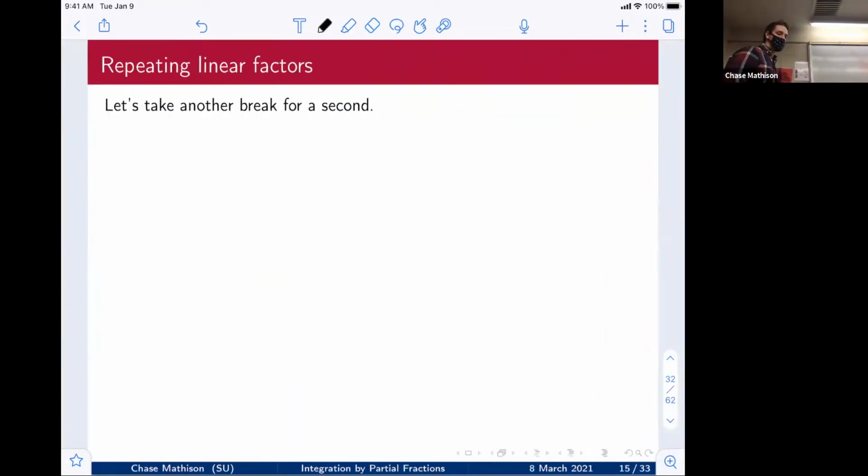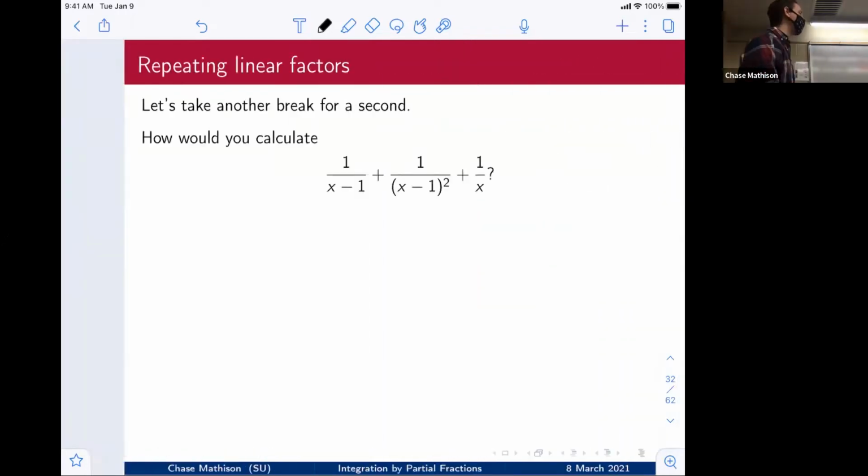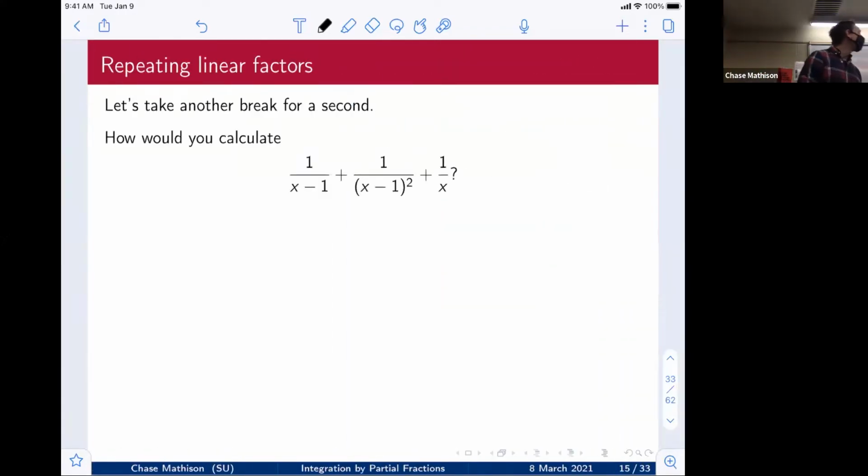All right, so let's step back for a second. I said there were 4 cases. Really, there's 2 cases, and each one has a special subcase. Okay, but let's look at an example to figure out what we're going to do for the next case. So how would you calculate 1 over x minus 1 plus 1 over x minus 1 squared plus 1 over x? If I asked you to simplify that, what would you do?